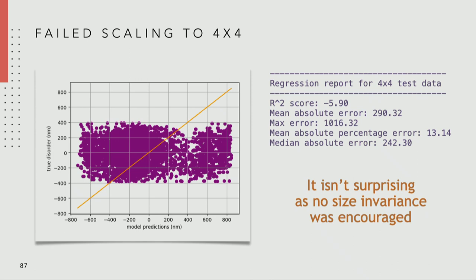So in other words, we don't have any scaling up to larger systems at this point. But it's not that surprising, because all the network has seen in its life was just 3 by 3 data. It's never seen anything smaller or larger. It wasn't aware of any scale invariance. So this is definitely a work in progress.